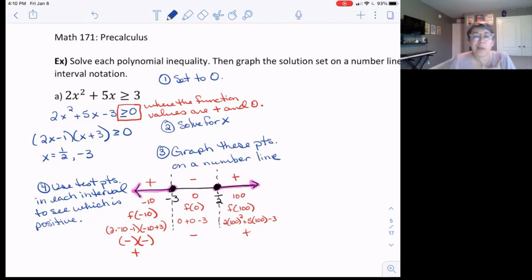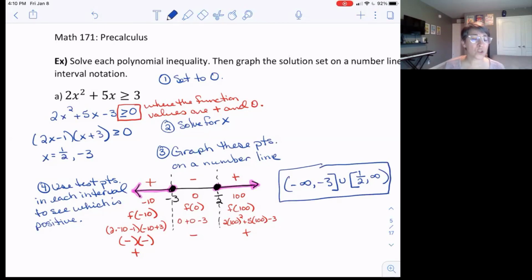So that first left pink positive interval goes from negative infinity, using the parentheses, to negative 3 using brackets, because the negative 3 satisfies the 'or equal to' part, union. We'll use a bracket again for 1/2 since that gives us a 0. And then towards positive infinity, parentheses, for everyone else that gives us a positive y value. So set it equal to 0, solve for your x to find those points, graph the points on the number line, and test in however many intervals that gives you.